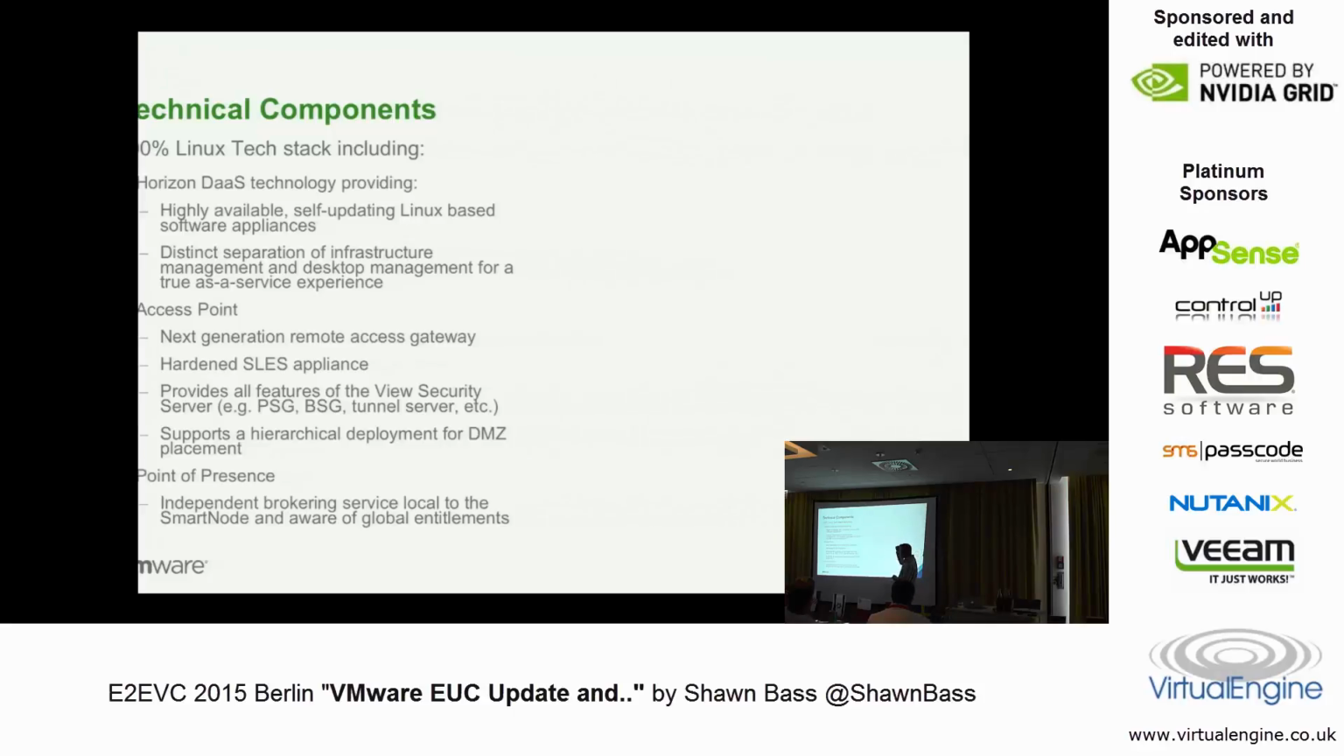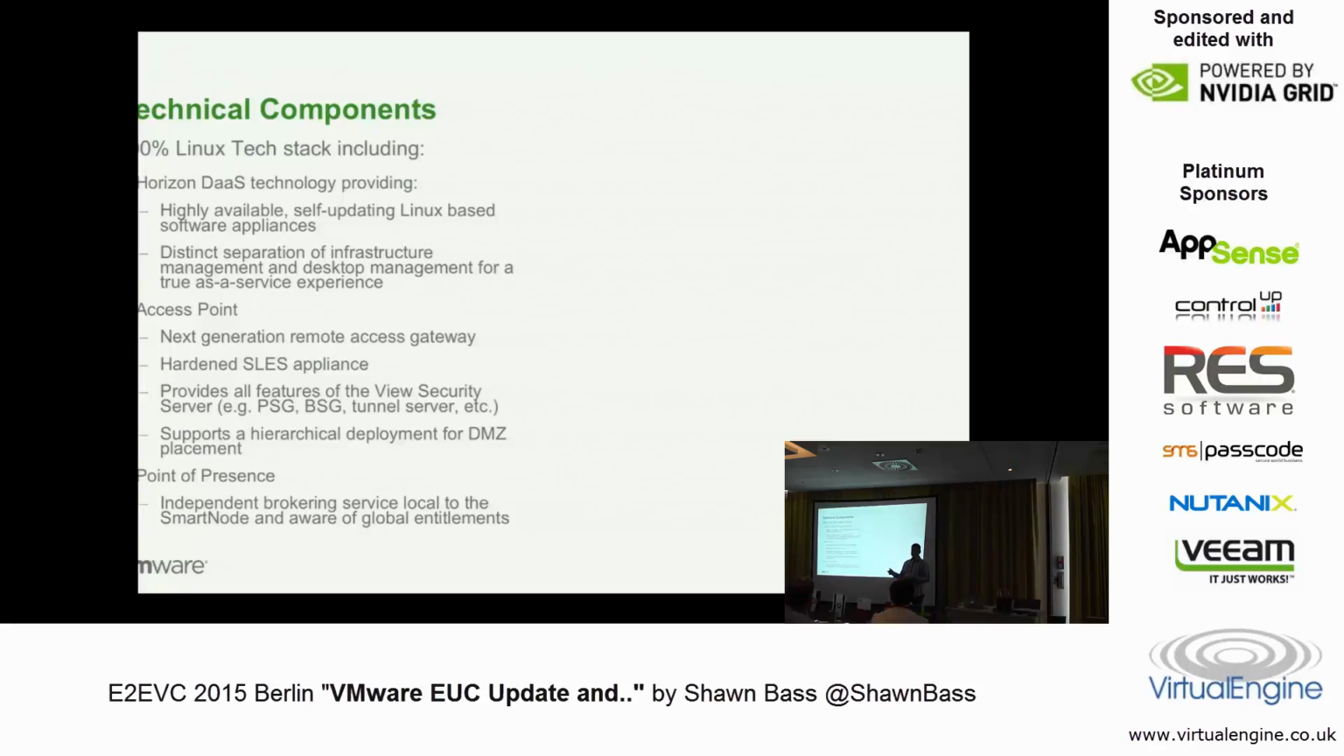So Horizon DAS, we're putting up into vCloud Air, so there'll be an appliance up there. We have a next generation remote access gateway named Access Point that is a hardened Linux appliance. Basically it provides all the functionalities of the prior generation View Security Server on a Linux appliance that will replace the View Security Server component, and will support hierarchical deployment for DMZ placement.